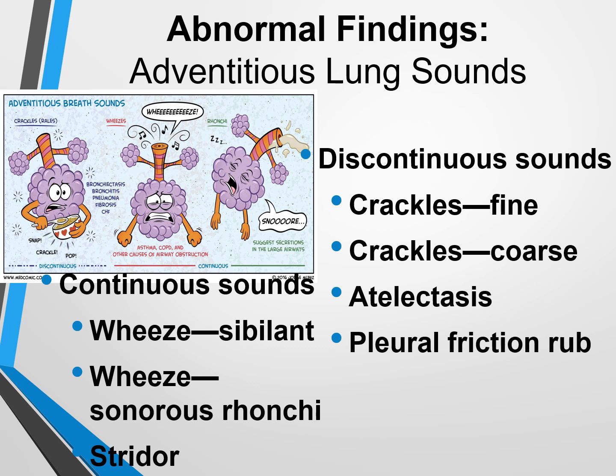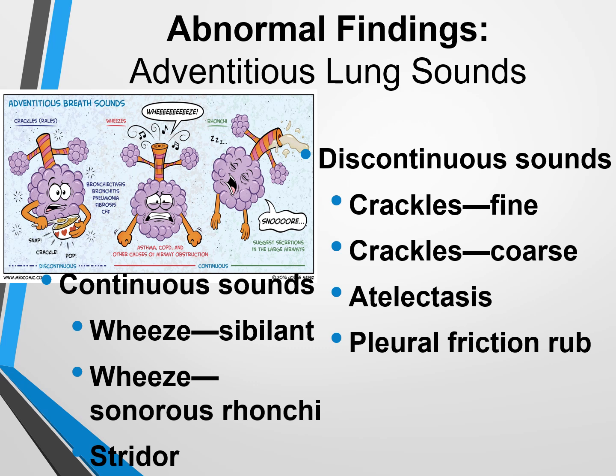Adventitious lung sounds are abnormal sounds that are heard when auscultating a patient's lungs and airways. These sounds include abnormal sounds such as fine and coarse crackles. Crackles are sometimes called rales. Wheezes, sometimes called rhonchi, pleural rubs, and stridor. Adventitious lung sounds are important clues used for diagnosing numerous cardiac and pulmonary conditions.